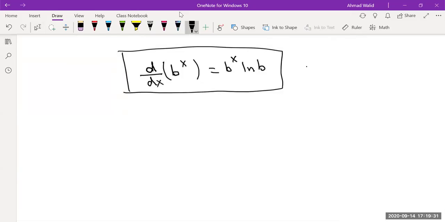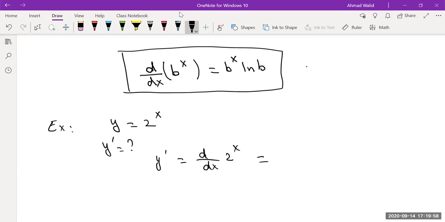Now, let's do an example. Only one example, because this is really easy. For example, if I have y equals 2 to the power of x, they're asking you to find y prime or dy over dx. Then y prime equals d over dx of 2 to the power of x. Based on my formula, it means 2 to the power of x times ln of b. How much is b? Your b is 2. That's the answer.